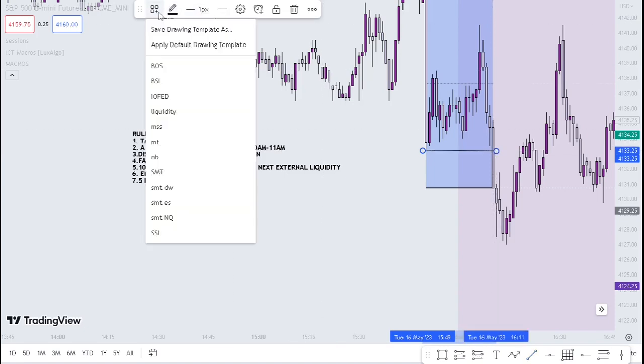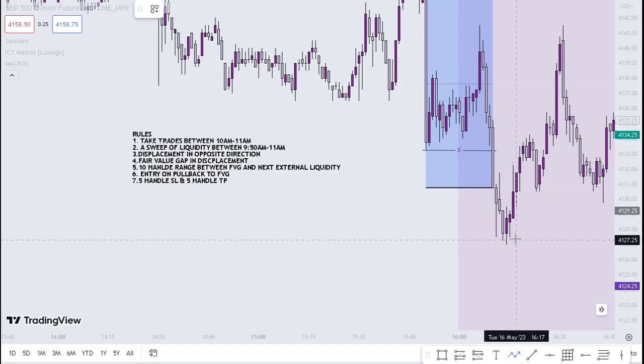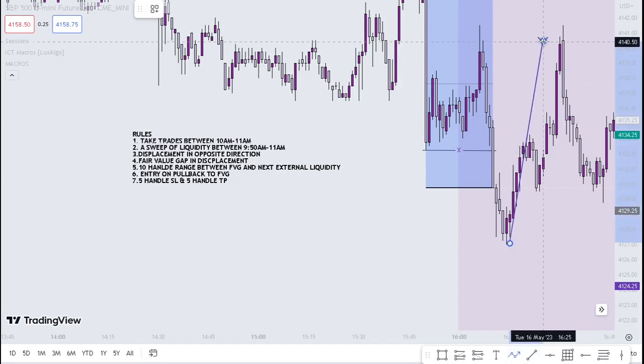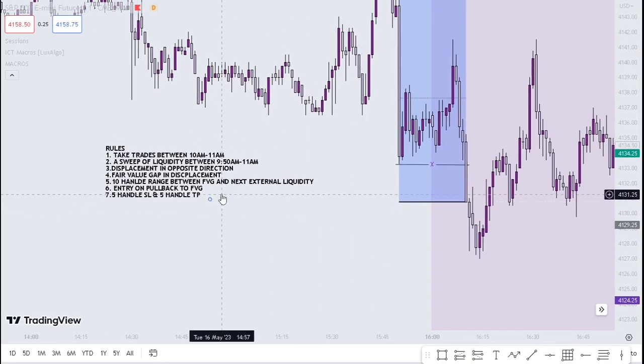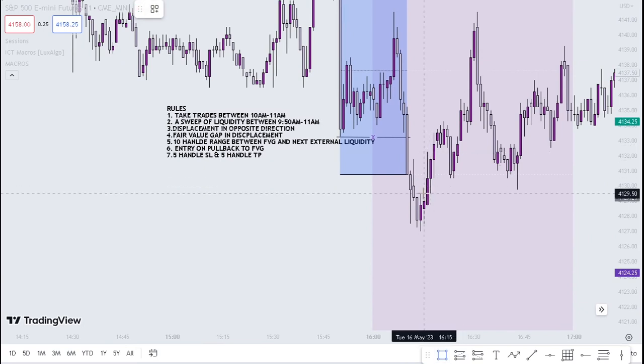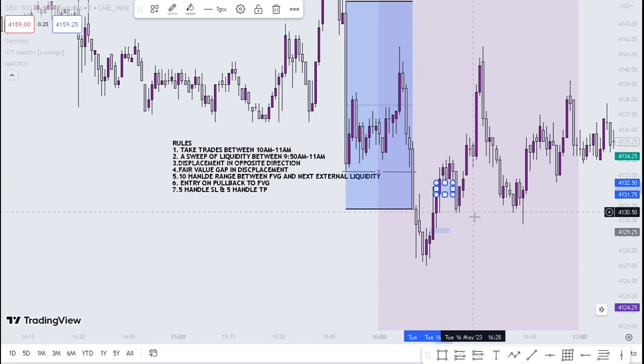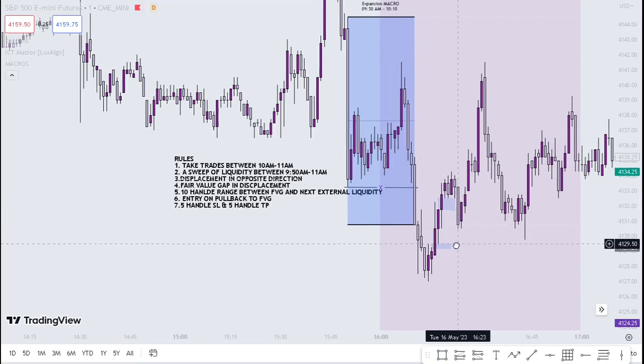We're gonna mark out our liquidity. Now we look for displacement in the opposite direction, which is this move over here. That's our displacement. Now that we have the displacement, we mark out our fair value gaps. So the first one was here. Price didn't pull back to it. The second one was here. As you can see, with the second fair value gap, price pulled back to it.